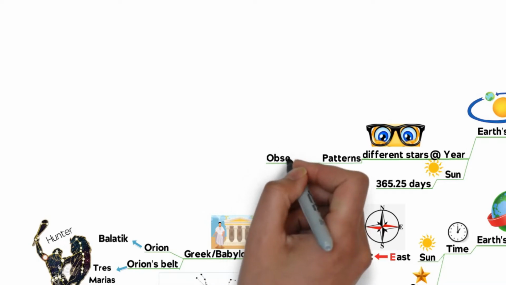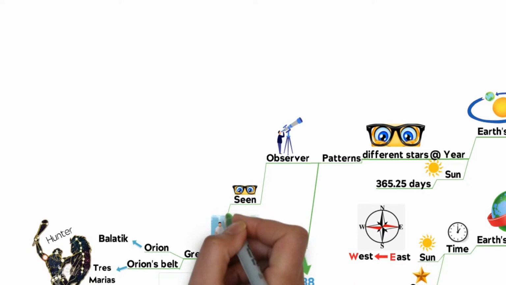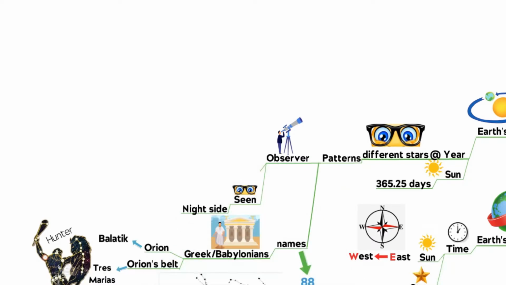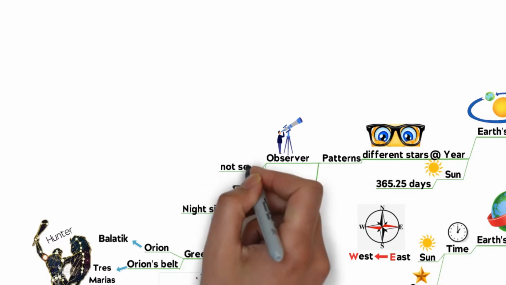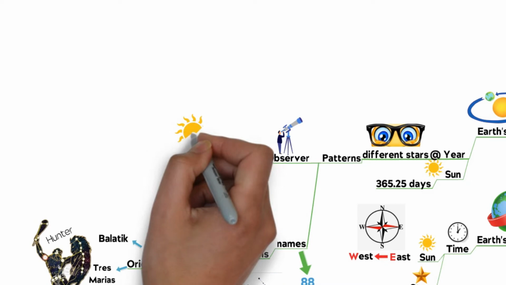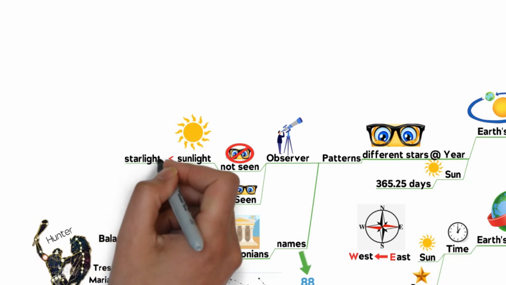An observer from the Earth will be able to see the stars that are on the night side. On the other hand, we will not be able to see the stars on the sun side because sunlight overpowers all the starlight.